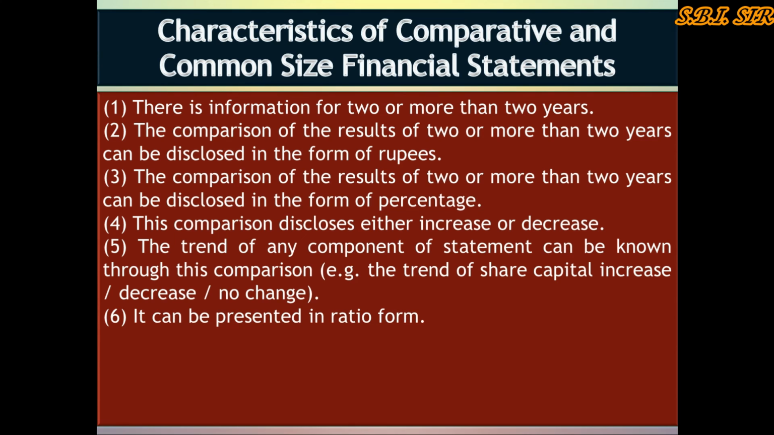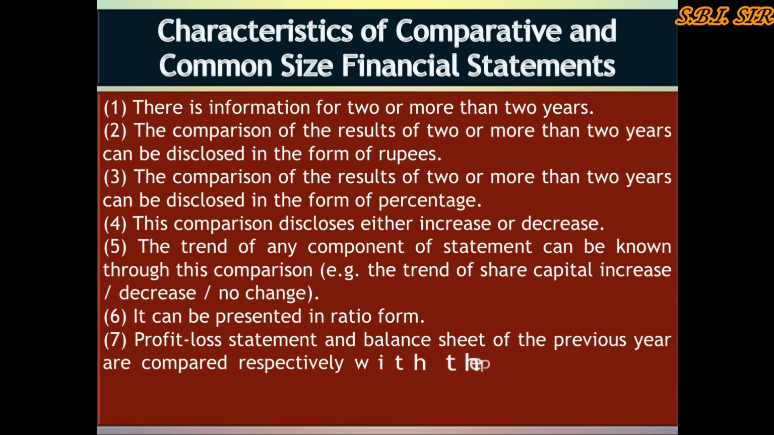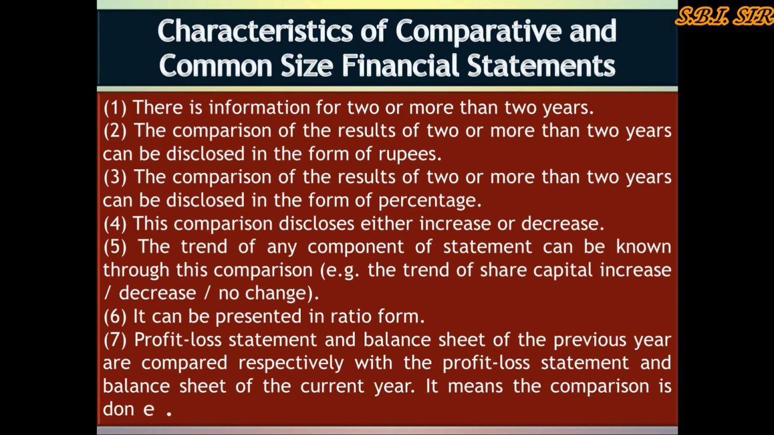6. It can be presented in ratio form. 7th, profit loss statement and balance sheet of the previous year are compared respectively with the profit loss statement and balance sheet of the current year. It means the comparison is done.